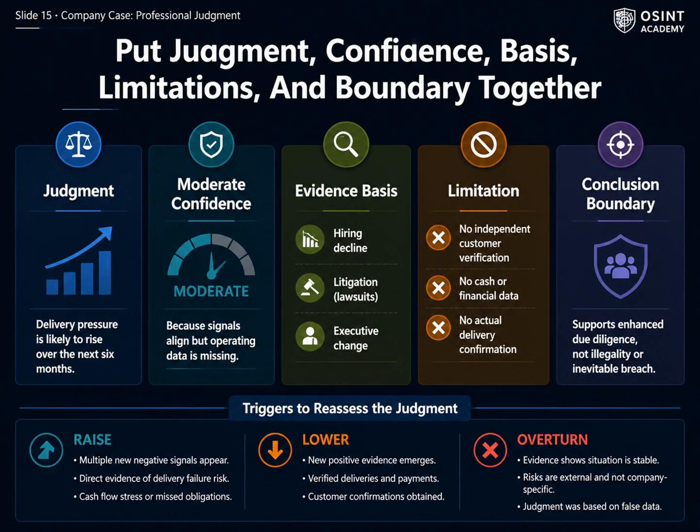A complete judgment can be stated in a few disciplined sentences. As of the review date, we assess that significant delivery pressure is likely to rise over the next 6 months, with moderate analytic confidence. The judgment is based on concurrent hiring decline, litigation, and executive change. Continued partnership announcements provide weakening evidence. Then add the boundary. Independent customer, cash, and delivery data are unavailable. The judgment can support enhanced due diligence and contractual protections, but it does not establish illegality, confirmed customer loss, or inevitable breach.